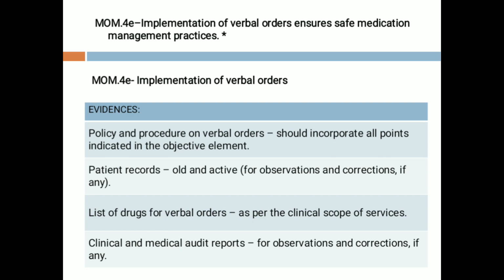Objective element MOM 4E speaks about implementation of verbal orders. Evidences: policy and procedure on verbal orders should incorporate all points indicated in the objective element. Patient records, old and new, for observations and corrections if any. List of drugs for verbal orders as per the clinical scope of services. Clinical and medical audit reports for observations and corrections if any.